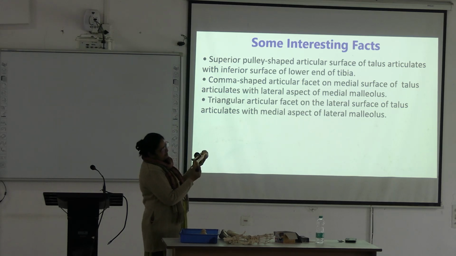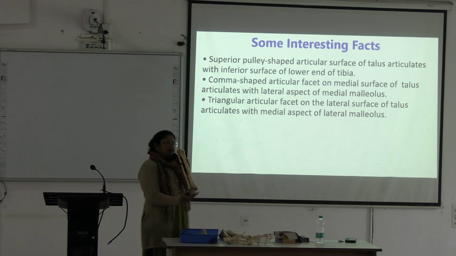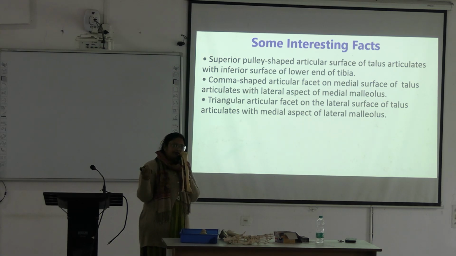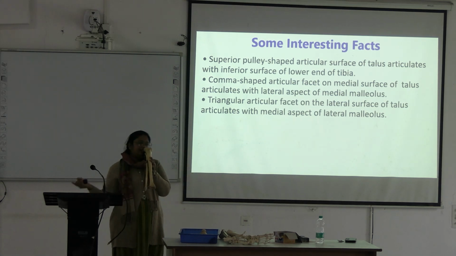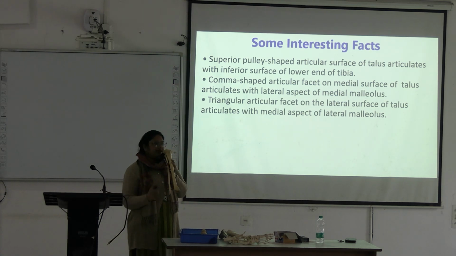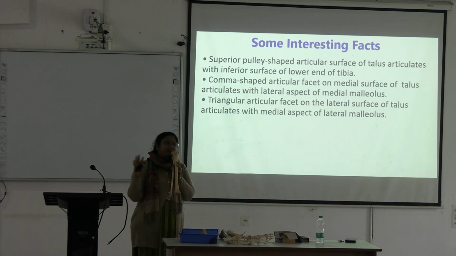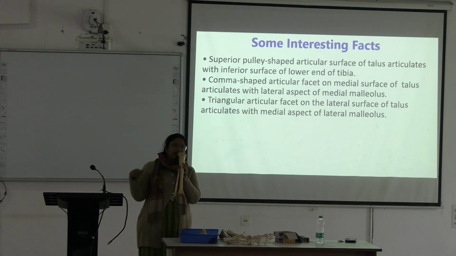Okay, and here, the lateral surface of the medial malleolus articulates with the medial surface of the talus. Comma shaped articular surface is present here, okay, and laterally triangular shaped articular surface is present on the medial surface of lateral malleolus, okay, which articulates with the lateral surface of the talus. Okay, so laterally the shape of the articular surface is important. Laterally triangular facet, medially comma shaped facet.